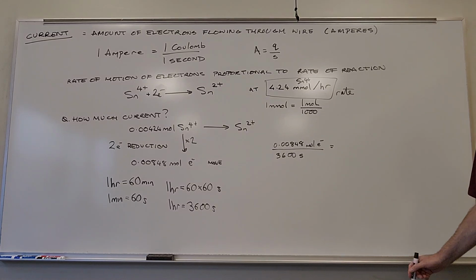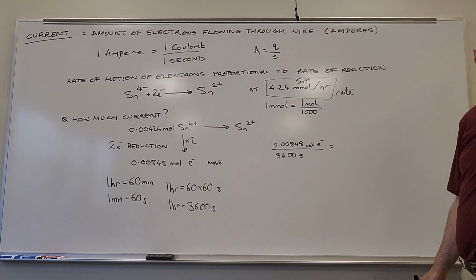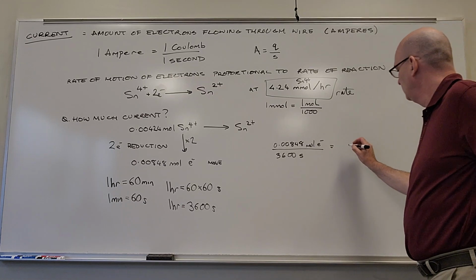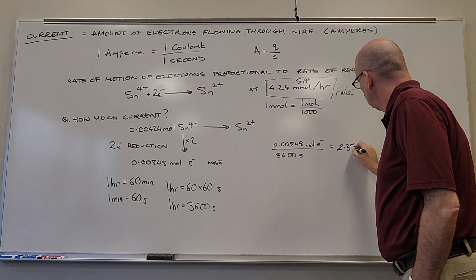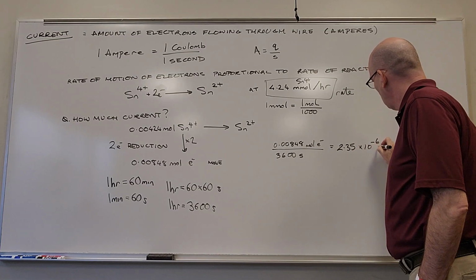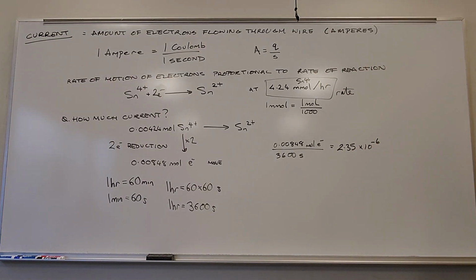What's that number? Yep, 2.35 times 10 to the -6. What are we going to do with that number? Somebody answer. Faraday's number. Because that's coulombs per mole. Yeah. Gives coulombs on top.